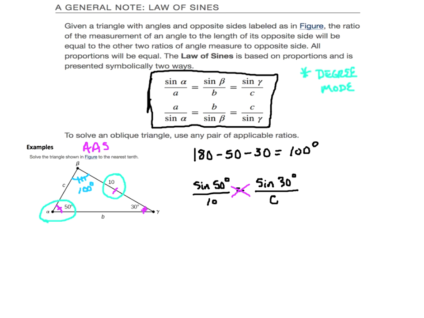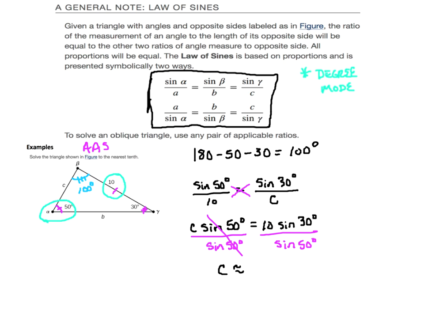So when I cross multiply, I end up getting C times the sine of 50 degrees equals 10 times the sine of 30 degrees. And then all I have to do is divide the sine of 50 degrees off of both sides, and I get that C is equal to that expression on the right-hand side, but I'm ready to put it into my calculator.